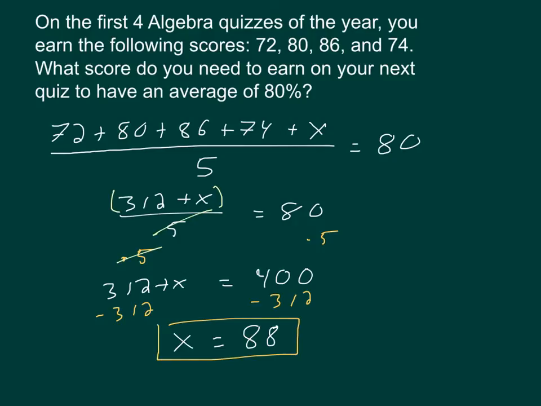I can check that by plugging that 88 back into my original equation. That's going to change this to be 312 plus 88, which is 400. And if I get 400 total points out of 5 quizzes, it's going to give me my average of 80%. All right, I hope that now you feel a lot more comfortable solving multi-step equations.